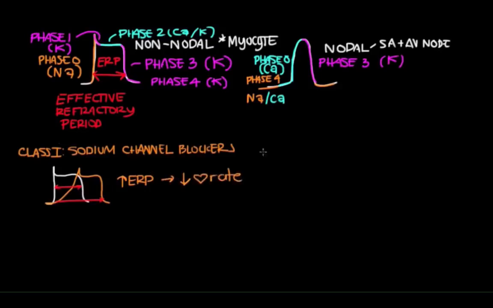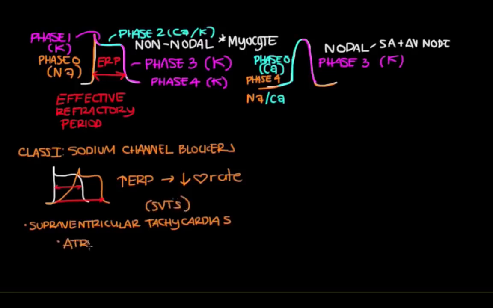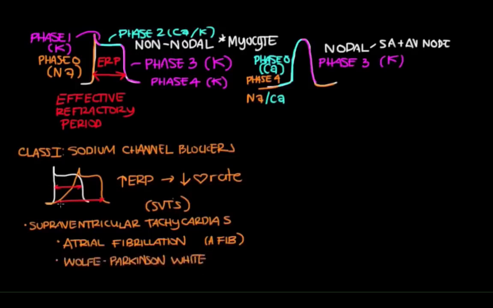And that's why sodium channel blockers are great for treating supraventricular tachycardias, which we sometimes call SVTs for short. Examples of SVTs are atrial fibrillation, also known as AFib, a condition where the top chambers of the heart are spasming. You can also use a sodium channel blocker to treat an SVT caused by Wolff-Parkinson-White syndrome, which causes a certain type of reentrant tachycardia. And again, these are just a couple of examples of SVTs that are treated by sodium channel blockers.